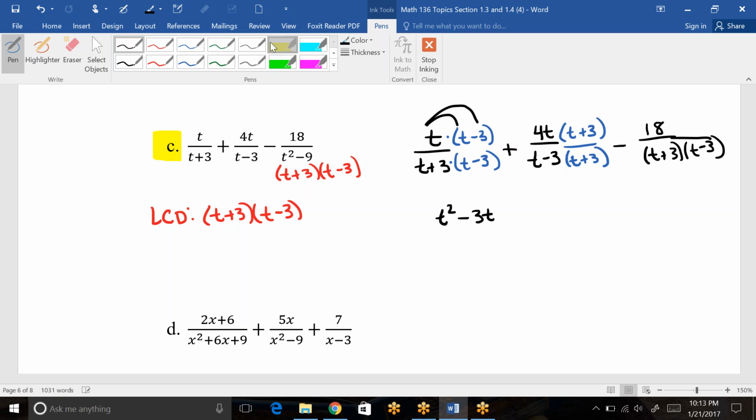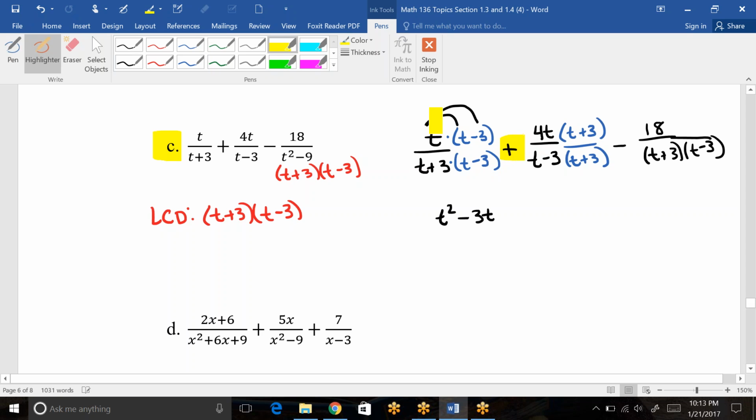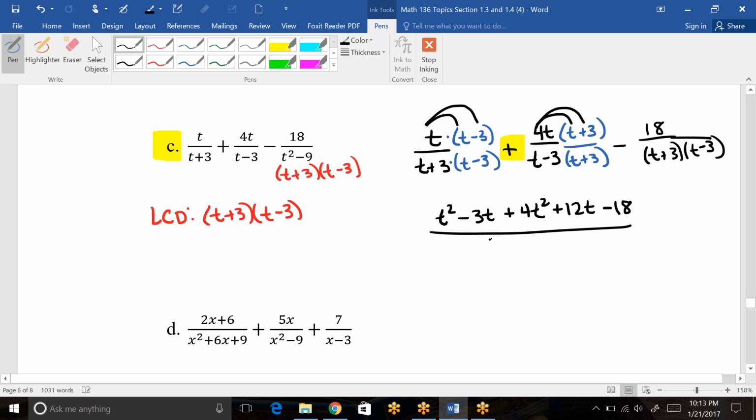When you're multiplying this next piece, this plus goes with this when it multiplies. So we are multiplying everything by positive 4t. So that would be plus 4t squared plus 12t. This has nothing to multiply on top by since this was already okay, but we do need to bring the minus 18 down. All of that is over t plus 3 and t minus 3.